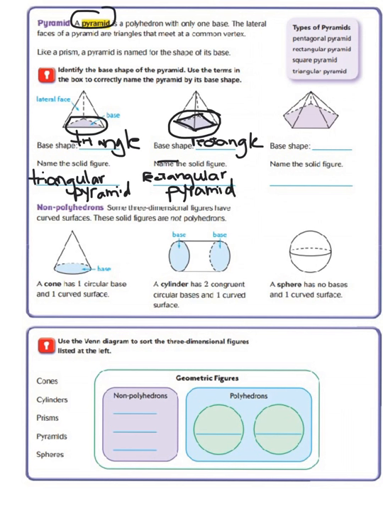Okay. Our next one has 1, 2, 3, 4, 5 sides. So our base shape is going to be a pentagon. And since our base is what names our pyramid, we are going to have a pentagonal pyramid.